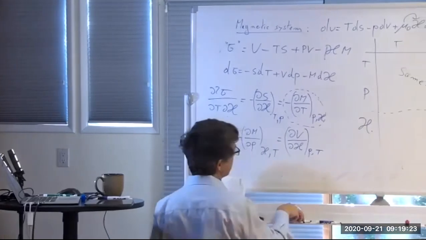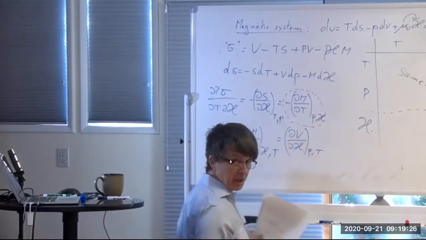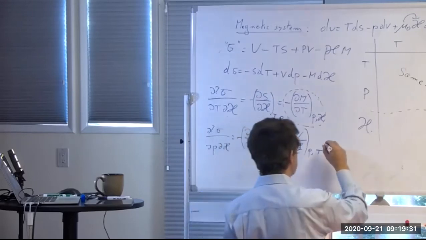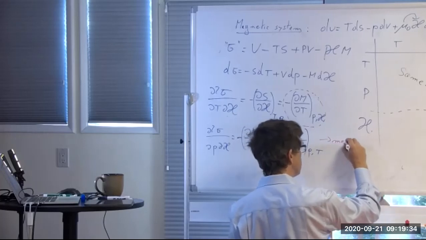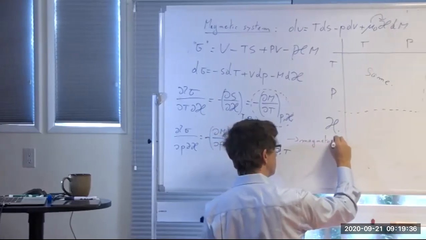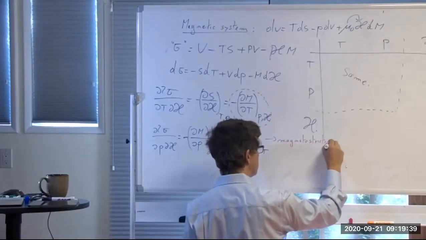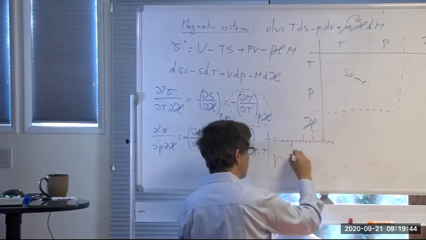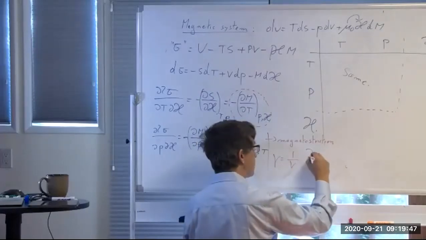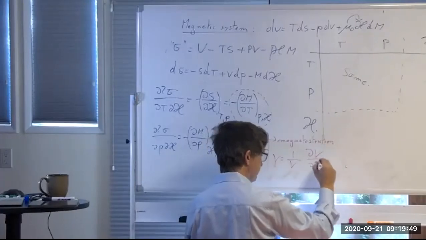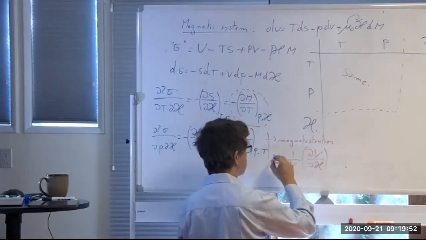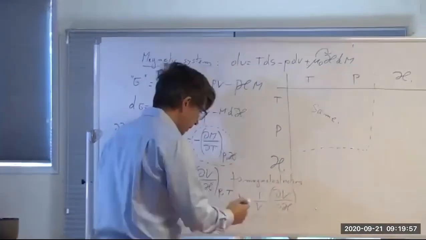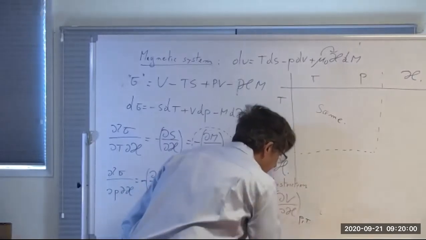And that's a funny one, right? It's how volume changes when I apply a magnetic field. This has a name, it's called magnetostriction. It's defined as gamma is 1 over V dV dH. I'm giving you the simple version of magnetostriction. Sorry, and it should be at constant P and T.